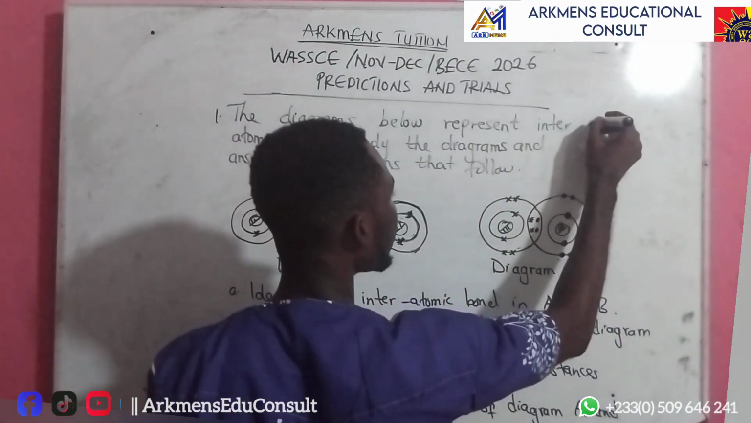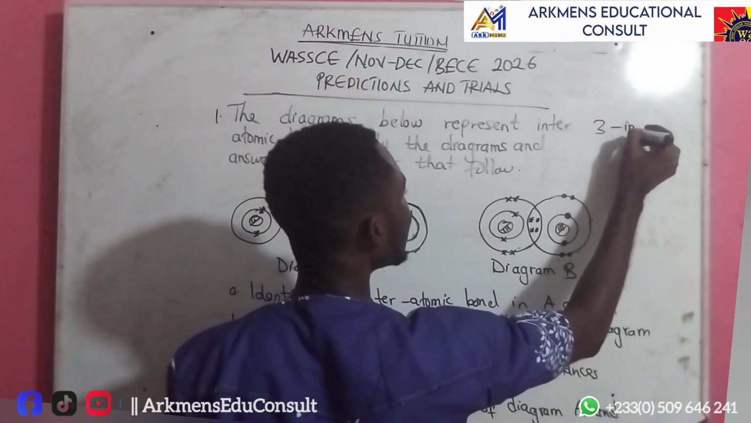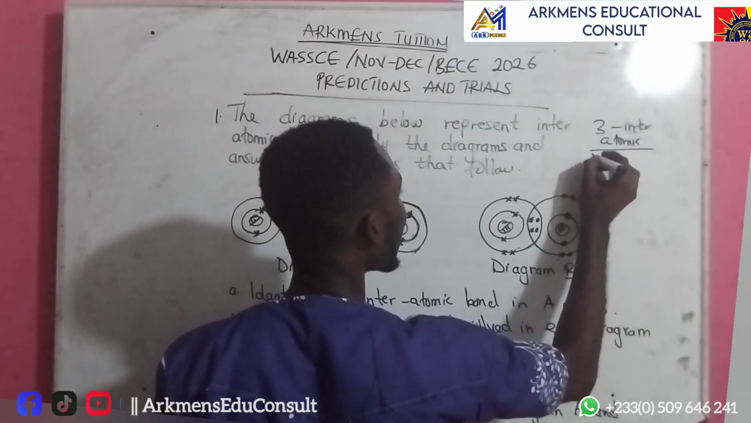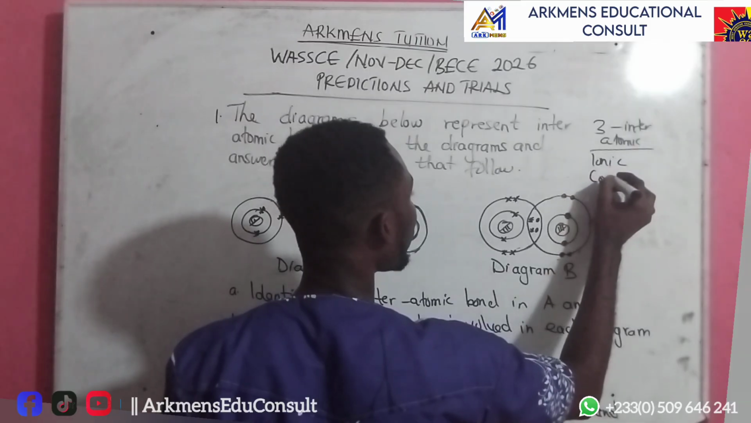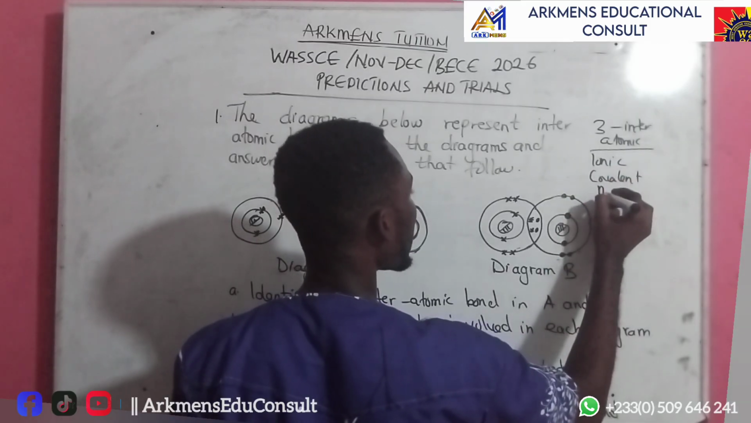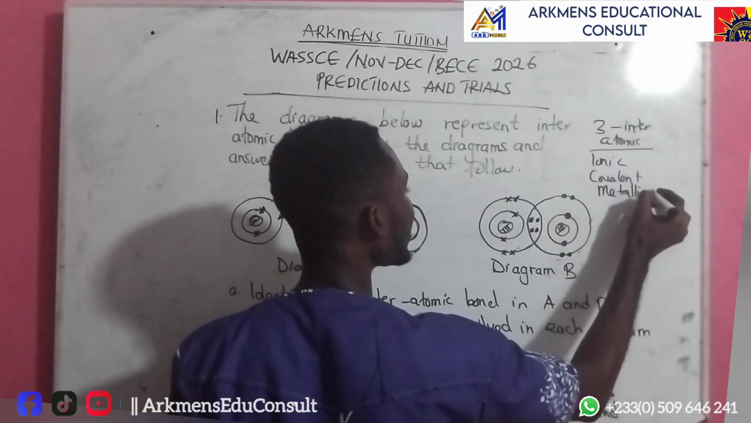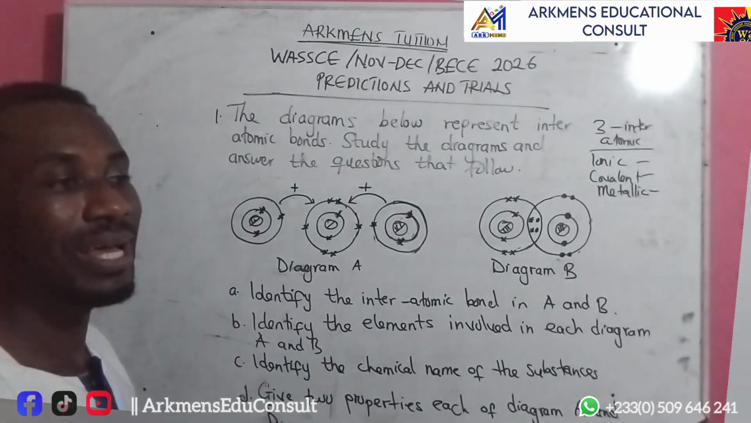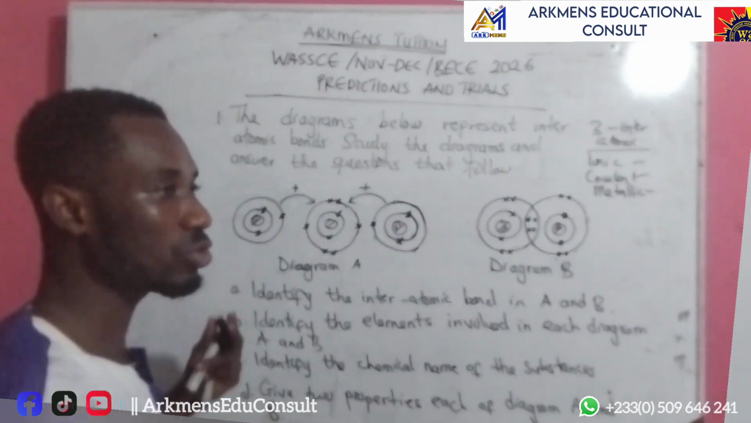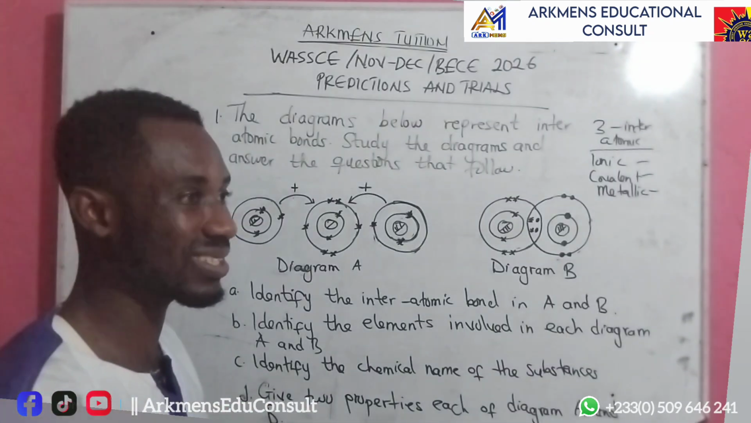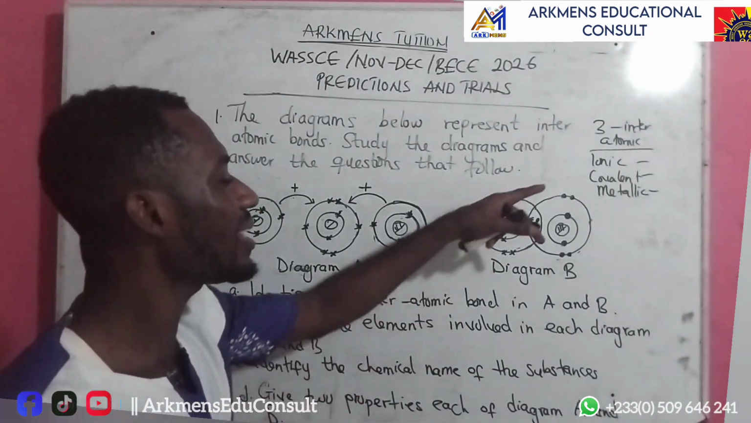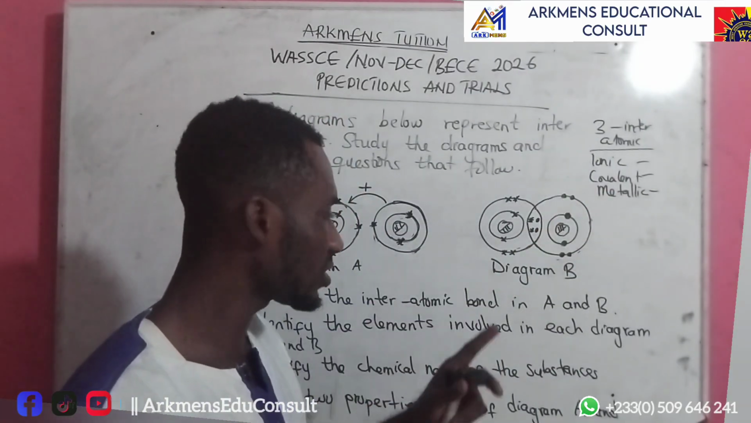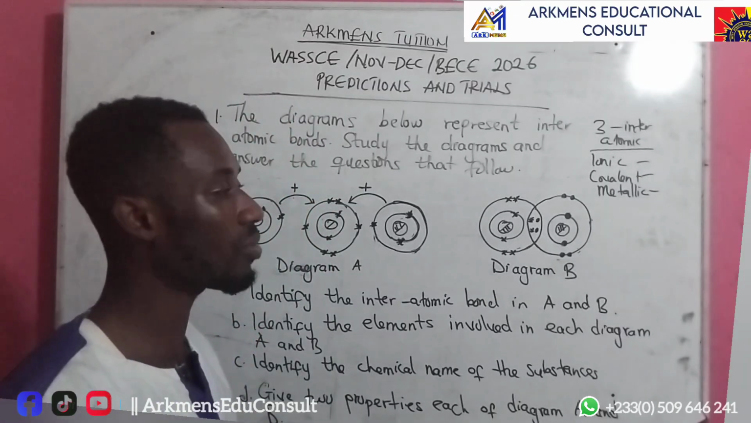So the 3 types of interatomic bonds is what we know as what? Ionic, covalent, and metallic. These are the 3 ways atoms combine to form new substances. Like hydrogen will combine with oxygen, calcium will combine with chlorine to form new substances. They all combine in different ways, either being ionic, covalent, or metallic. Now I'm going to explain to you shortly so that you'll be able to do this particular question.